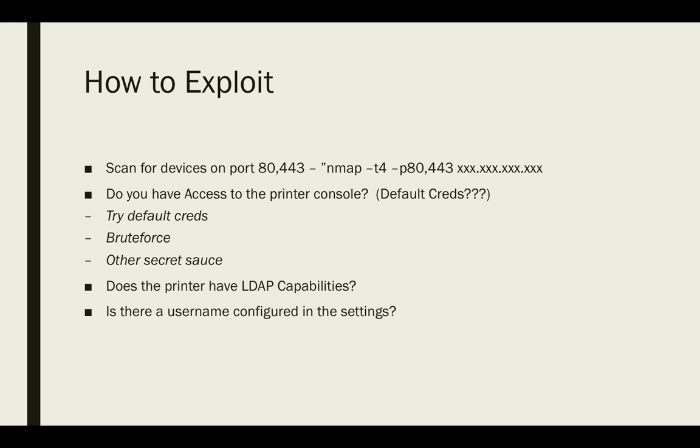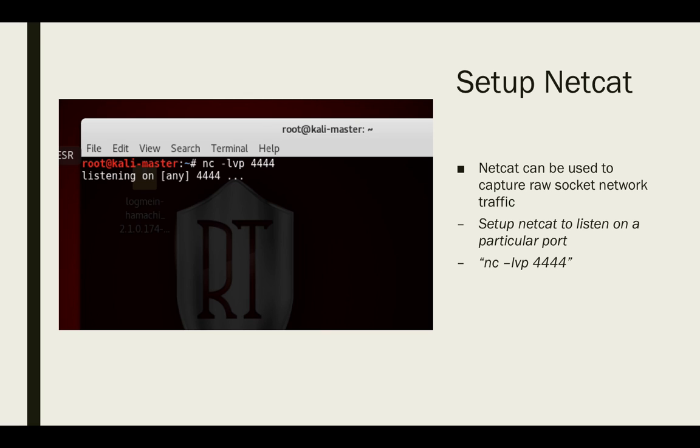So if you get a printer console, a couple things you want to try is default credentials, right? These would be things like admin password. Or you can use other techniques to brute force the printer, trying to find that right combination of usernames and passwords. Or if you have some other secret sauce, feel free to use that to get inside of the printer. So once you're in, you want to start looking to see if that printer has LDAP capabilities. You can look under the settings, under network protocols, typically, and if you see LDAP, you can click onto that setting and it should bring you to the configurations page. And then once you're there, you want to see if there's a username configured, because if not, then this exploit really doesn't work.